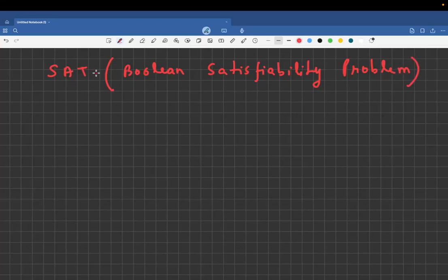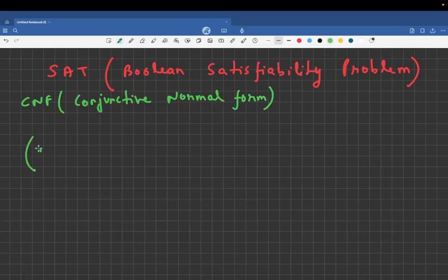SAT is a Boolean satisfiability problem where you will be given a Boolean formula and you have to assign some values to the variables such that the complete Boolean expression returns true. It is basically a conjunction of clauses. So basically, if I just write a CNF form, the full form of CNF is conjunctive normal form.